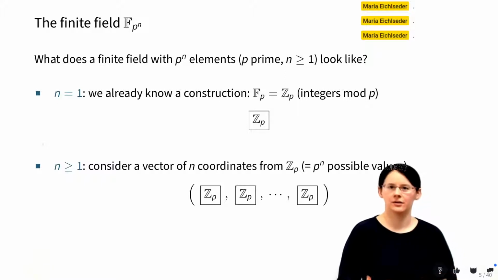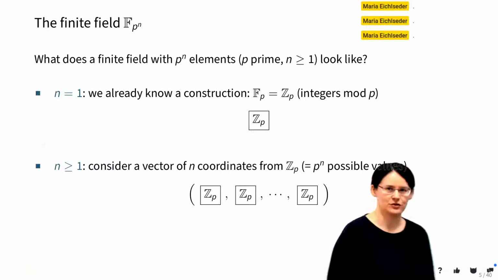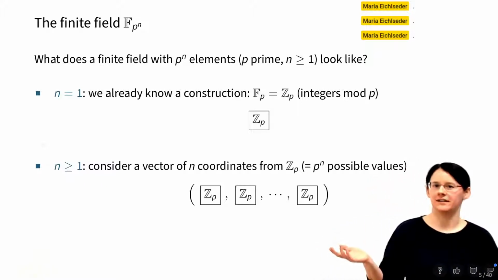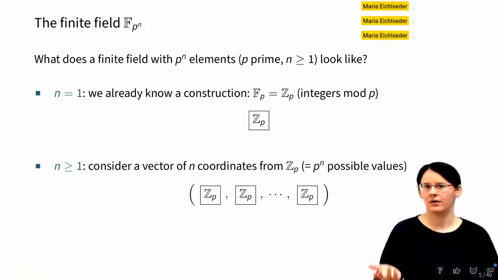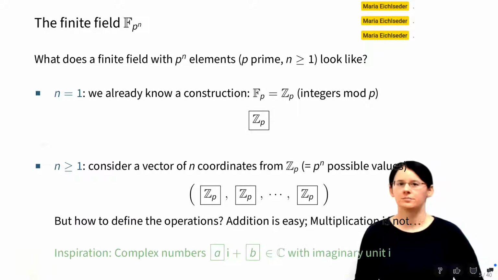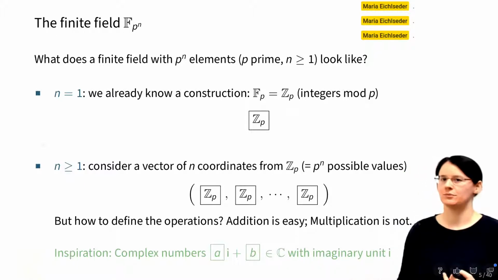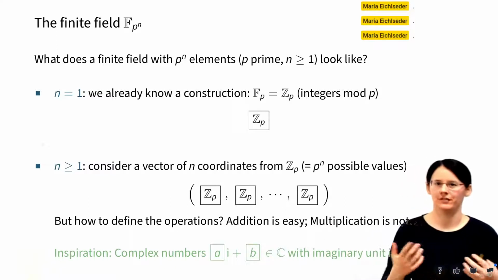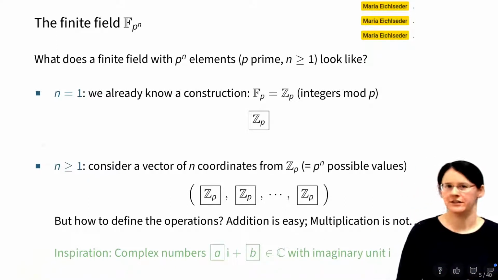So if I want to write down what the data type looks like or what the data structure looks like that I store a field element in, this is quite easy to decide. I simply take a vector of such elements. But the big question is now, how can I define the corresponding operations to make this into a field? And as in the case we've already seen, for addition it's quite easy to find a suitable operation on vectors that works, namely simple vector addition essentially.